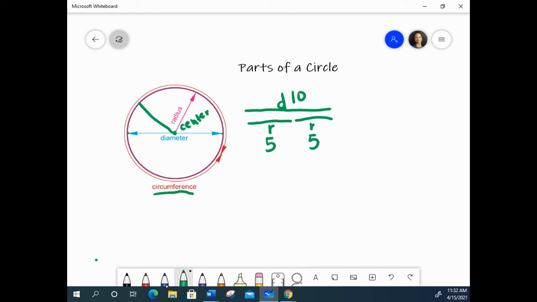Now, one other thing that you need to know about parts of the circle is what we call pi. And our pi symbol looks like this. And pi is represented by how many diameters it would take to go around a circle. So if we had this diameter that we see here in blue, it would take about 3 of those. So it looks something like this.